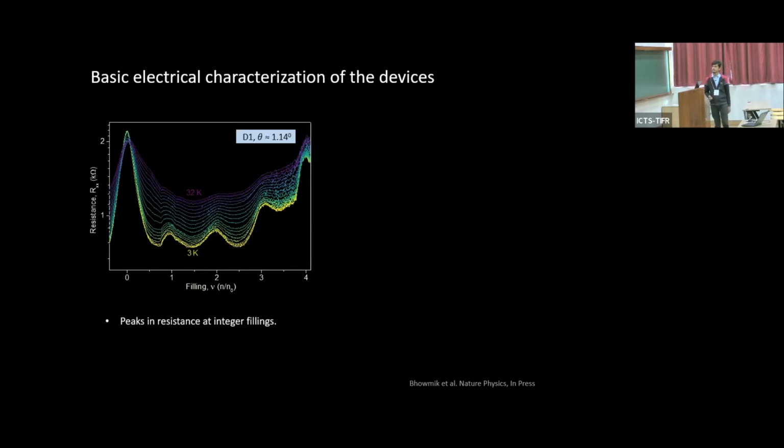Before I start talking about the data, here we have plotted 4-probe resistance as a function of density. That means we change the Fermi energy in the system. When the Fermi energy is in the conduction band, you are doping with electrons. When the Fermi energy is in the valence band, you are doping with holes. Here you can see peaks at 1, 2, 3, and 4. These are all integer fillings, and the temperature is from 3 to 32 Kelvin. You can see the peaks disappearing at higher temperature, and from the position of these peaks, we can estimate the twist angle, which turns out to be 1.14 degrees.